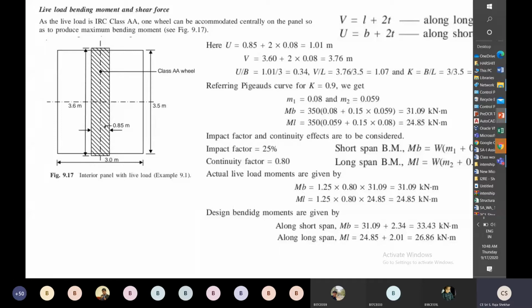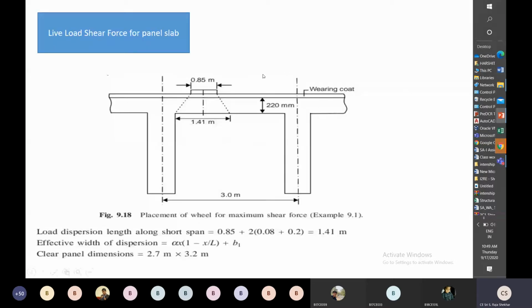Now for the calculation of live load shear force. For maximum bending moment, that means maximum bending moment due to live load, we placed the IRC Class A vehicle at the center. To get maximum shear force, the shear force is generally maximum near the support. So that's why I am placing my IRC Class A vehicle near the support.